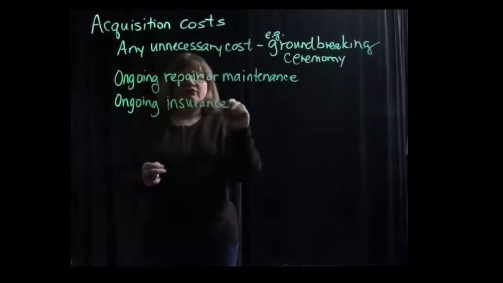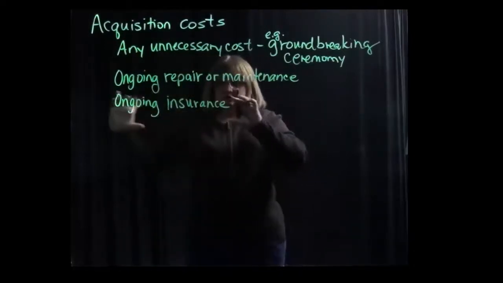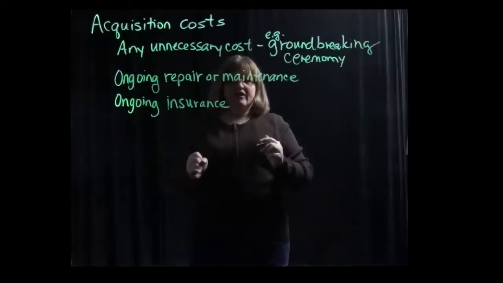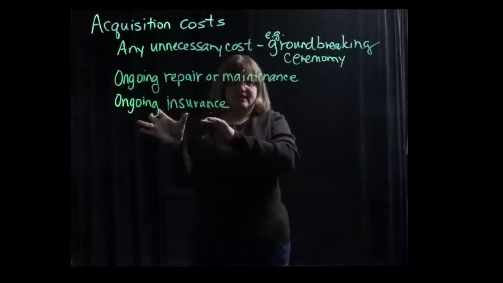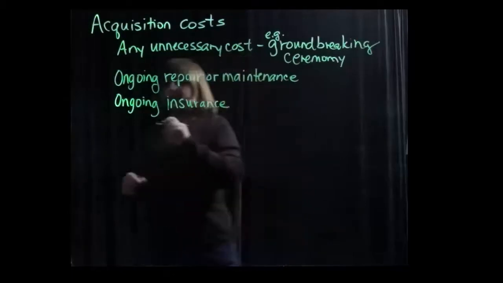If there's ongoing insurance, if you've insured the asset against theft or damage after it's installed, that would not be part of the asset's cost. That would be insurance expense on your income statement each period, not part of the asset cost on the balance sheet.